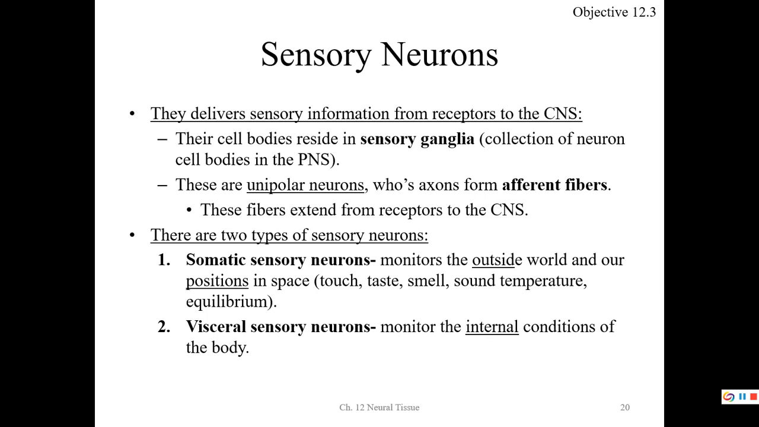When we say the word nucleus in neuroscience, we mean a collection of neuron cell bodies in the central nervous system. So ganglia, nucleus, different things.